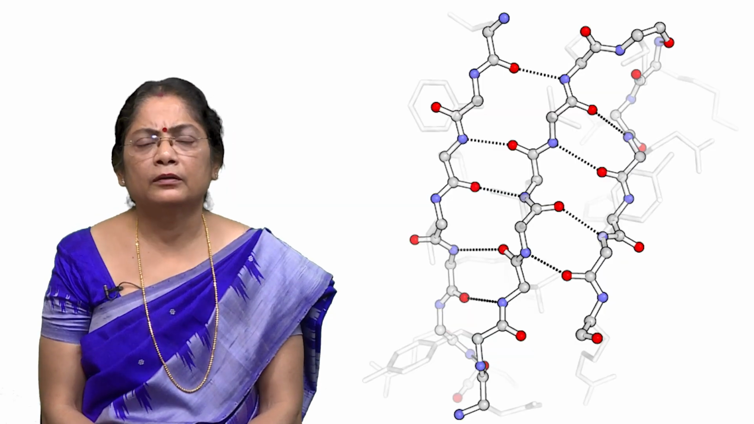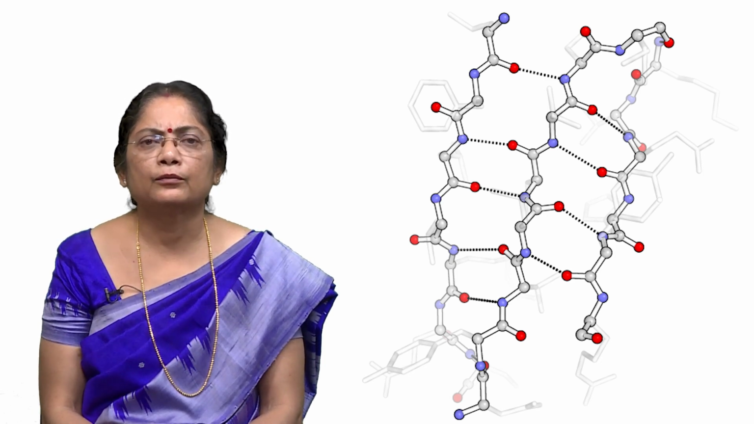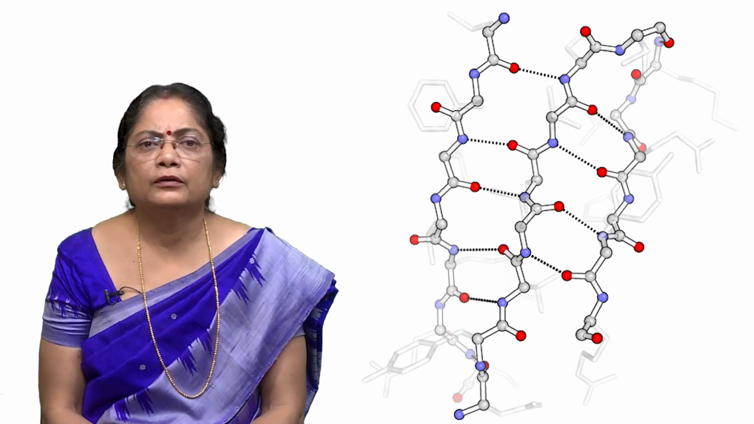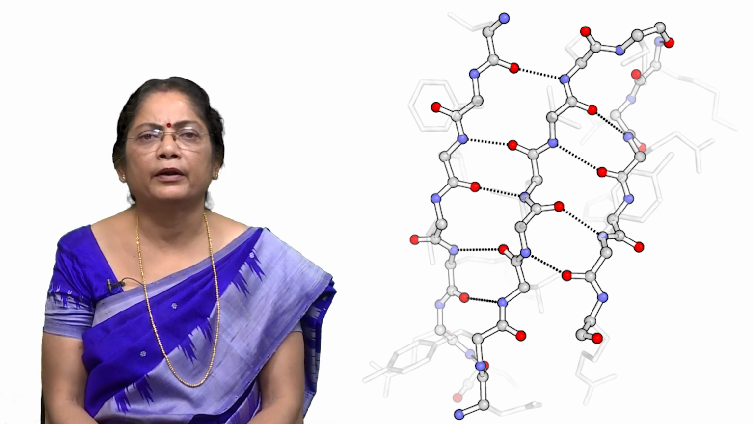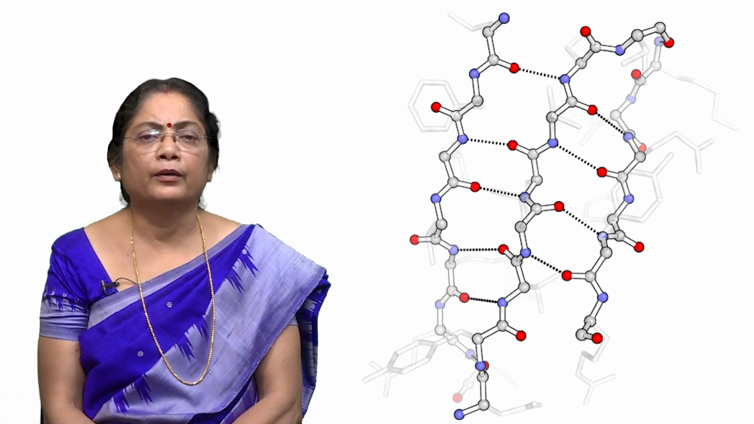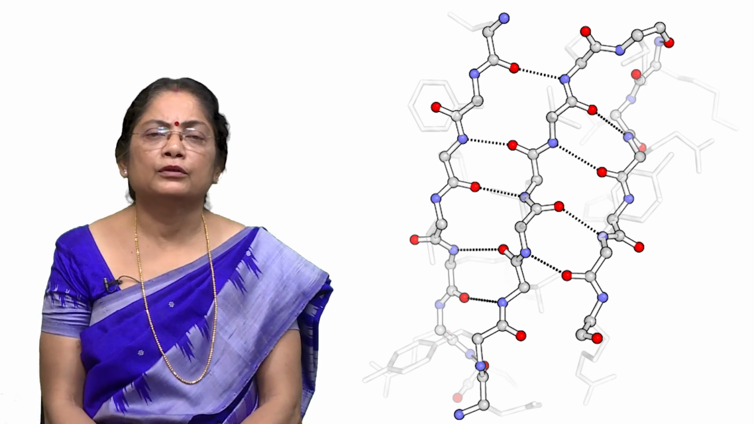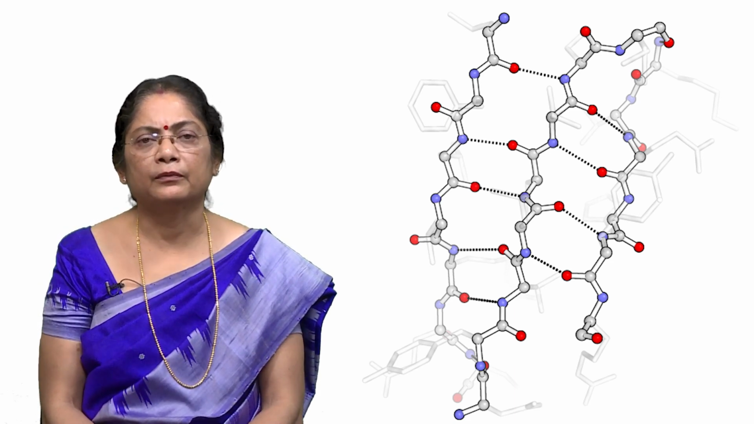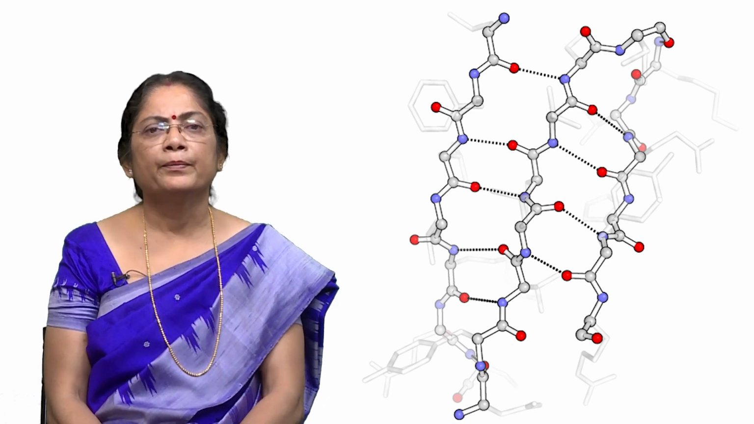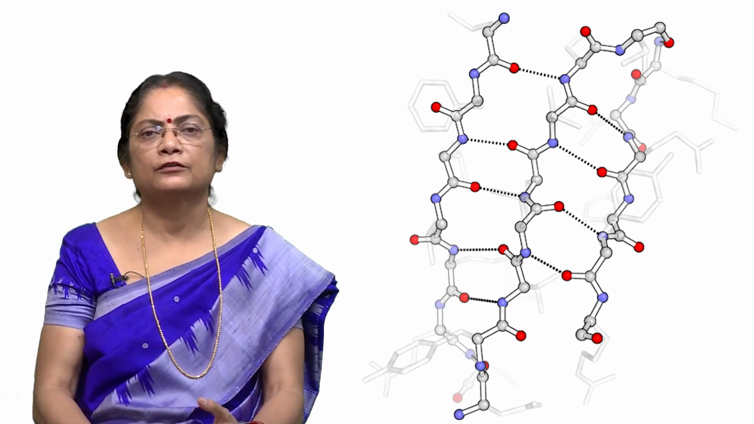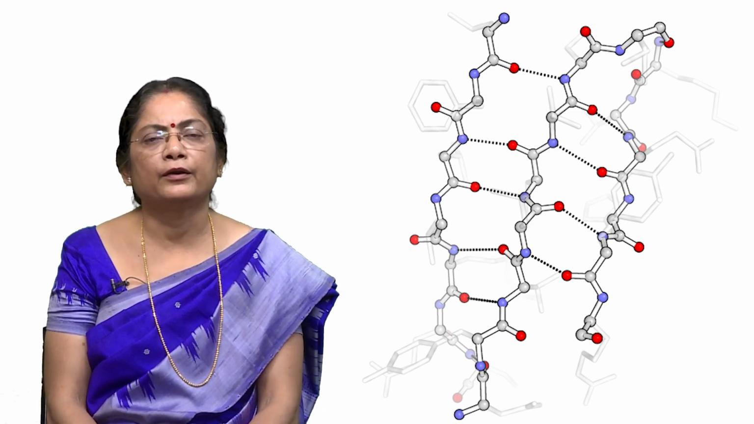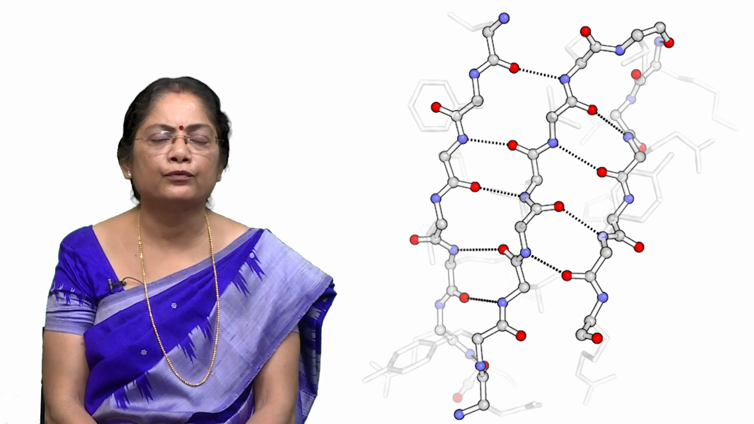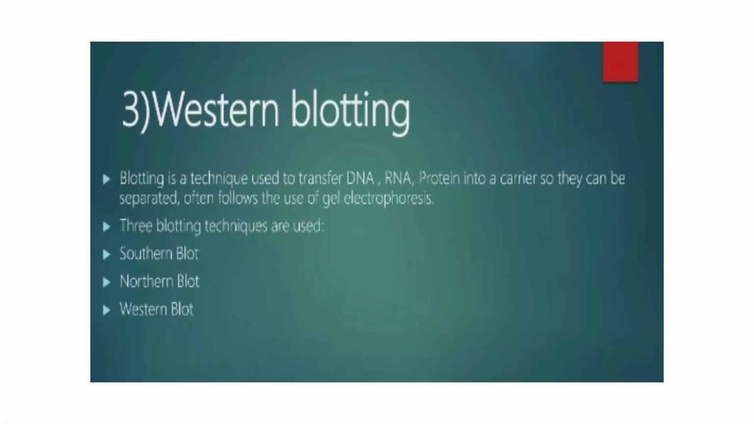Now, there is a technique known as Western blotting. Blotting is applied to DNA, RNA and protein. To immobilize a protein, suppose we have first done electrophoresis and run the protein in SDS-PAGE, and there is separation of the protein in the form of bands. Now we want to transfer that protein from the gel to the nitrocellulose paper.